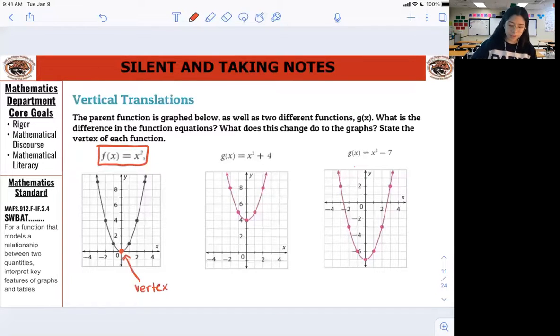What's different about the equation for this g of x? What's different? What did they do to change it? They moved it up. Yeah, so visually it went up, but just the equation itself, what's different?